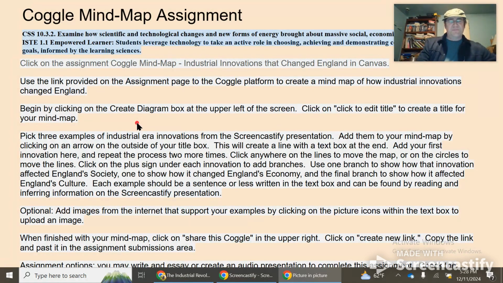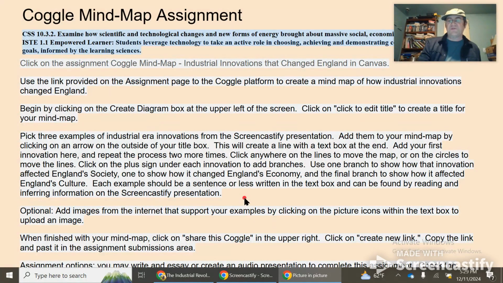Then pick 3 examples of industrial era innovations from the Screencastify presentation, or from earlier in the presentation. Add them to your mind map by clicking on an arrow on the outside of your title box. This will create a line with a text box at the end. Add your first innovation here, and then repeat the process for 2 more innovations. Click anywhere on the lines to move the map, or on the circles to make the lines squiggle. Click on the plus sign under each innovation to add branches.